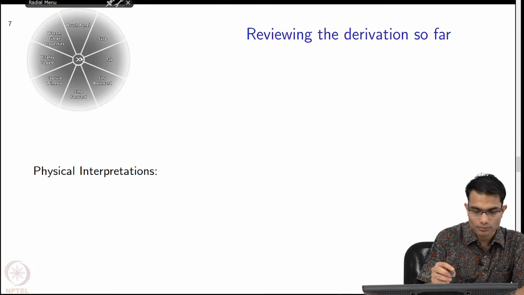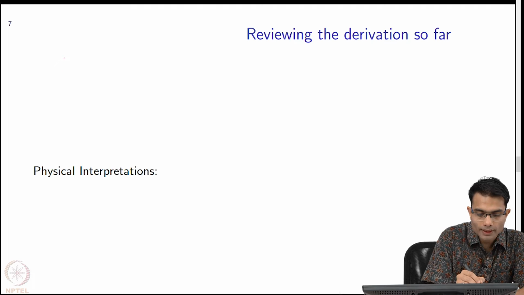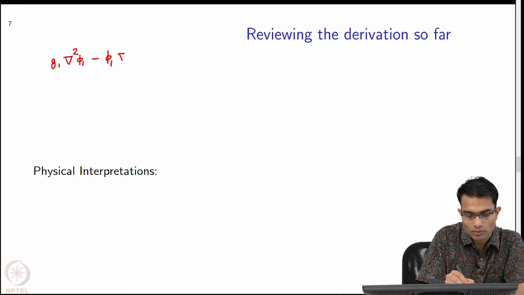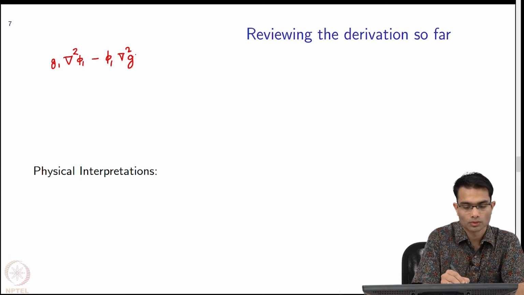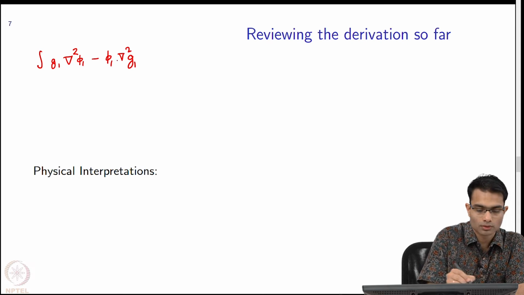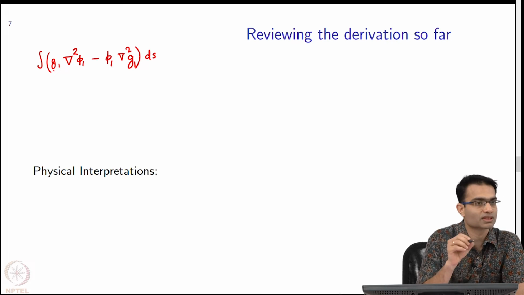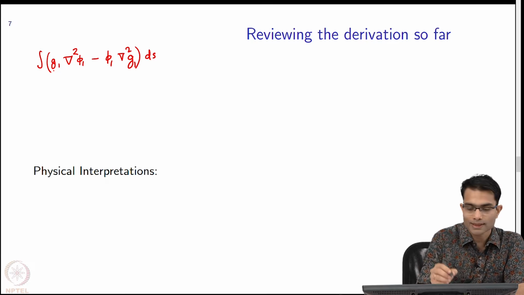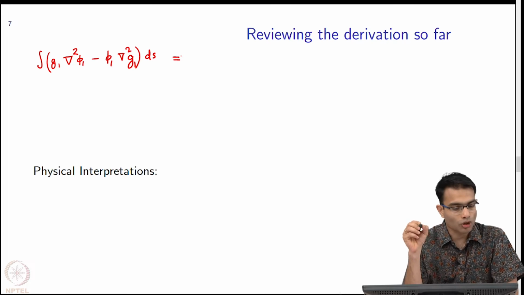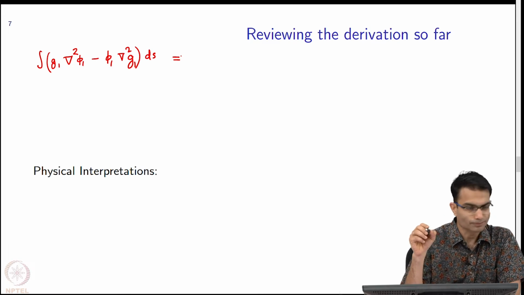So what we had, this was the left hand side, right, which we had integrated over this. It's a 2D problem, so we had integrated over the whole surface, right. And on the right hand side, we had how many terms? 2 terms, right. The common terms of k1 squared had got cancelled off.